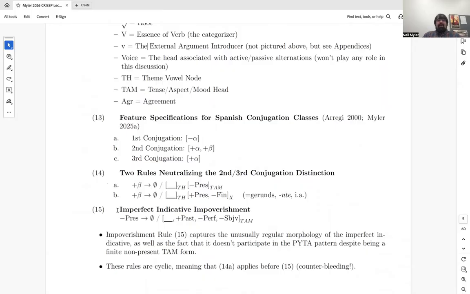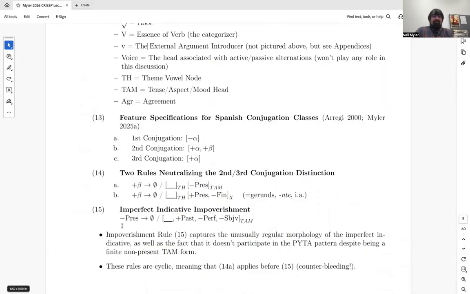And then in 15, we've got imperfect indicative impoverishment, which deletes the minus present tense feature on the imperfect indicative. Now, Rule 15 captures the unusually regular morphology of the imperfect indicative. So there are exactly two verbs that have irregular imperfect indicative forms. Those are ser, one of the be verbs, and ir, and arguably also ver. So three if you include ver, but two certainly.